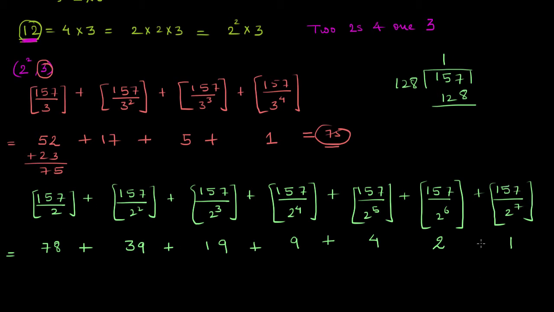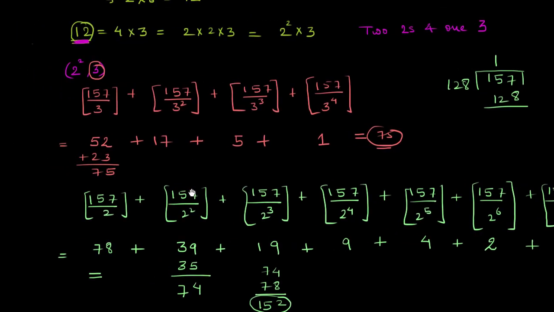So this total will give me the number of 2's available. First of all, let us add them. 2 plus 1 is 3, 4 and 3 is 7, 9 and 7 is 16, 16 and 19 is 35, 35 and 39 is 74, 74 and 78 will be 152. So we'll have 152.